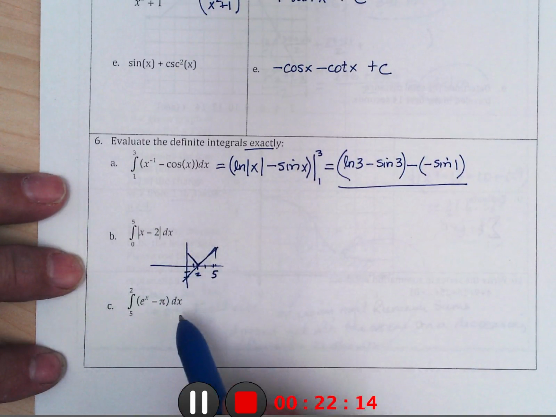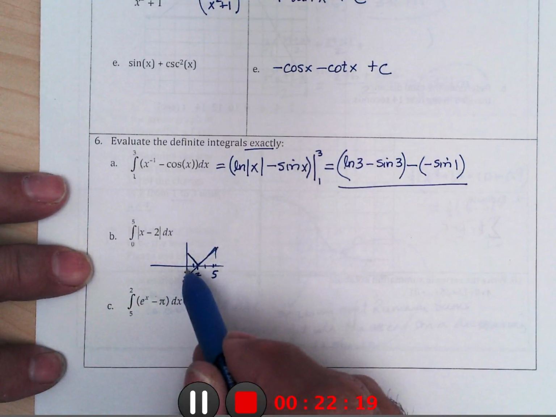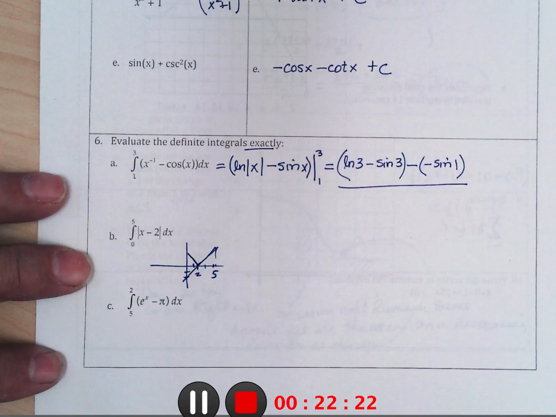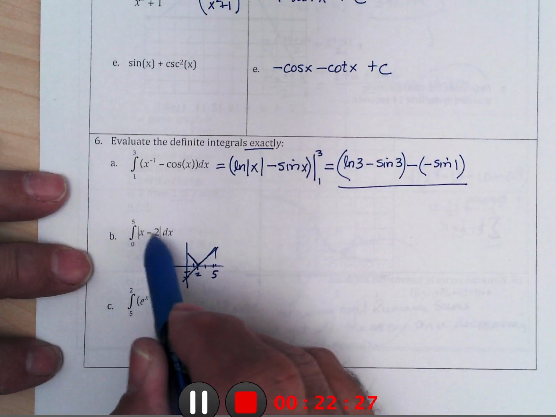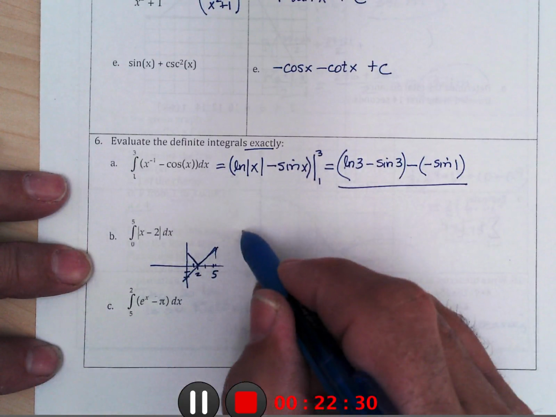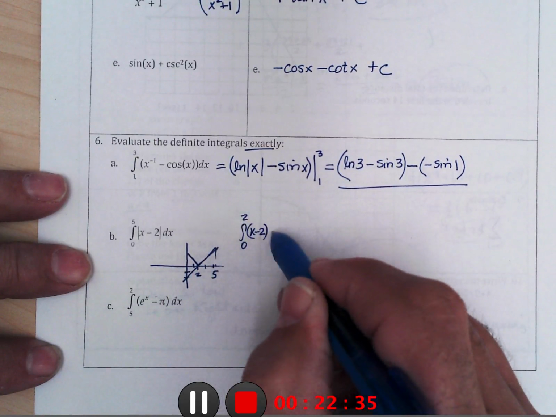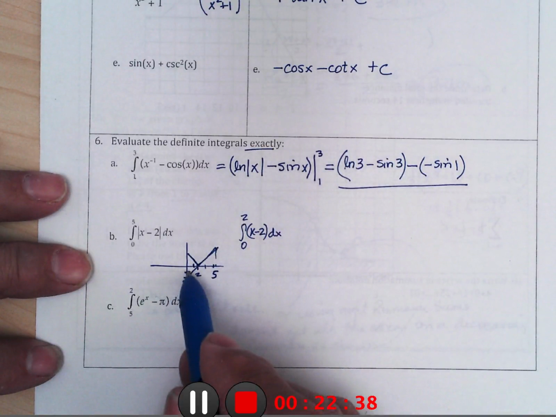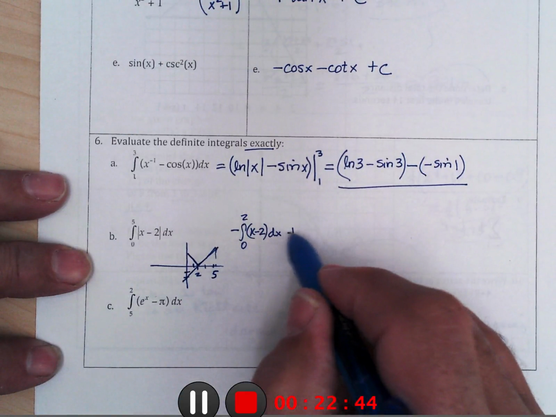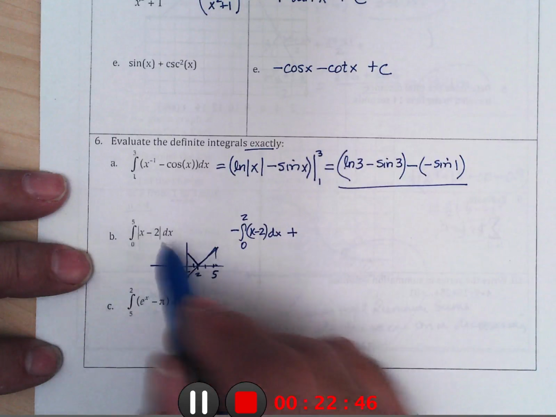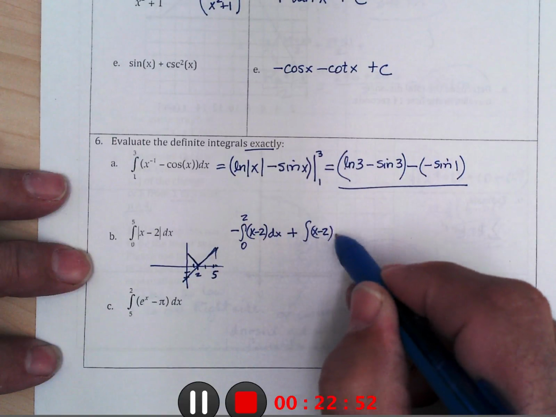Now, if we do the integral of x minus 2 from 0 to 5, it's going to subtract this from that and give us the wrong answer. So we have to do the integral from 0 to 2 of x minus 2, but that's going to be a negative value, and we have to change it to a positive. Plus, then from 2 to 5, we can just use the x minus 2. It'll be the integral of x minus 2 dx from 2 to 5.